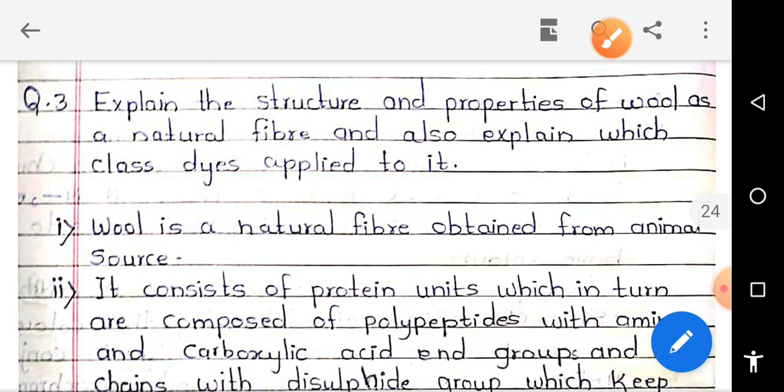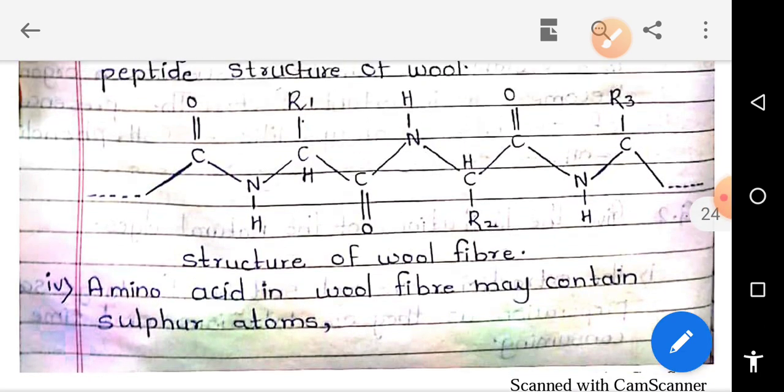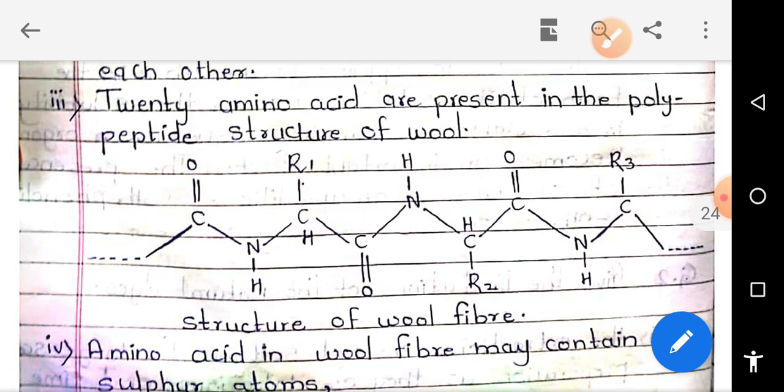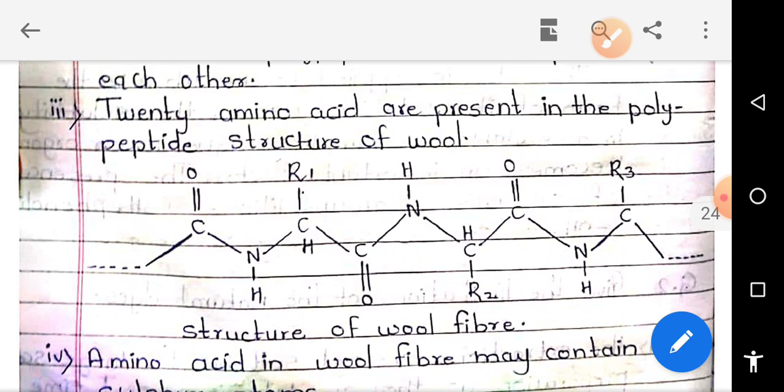So friends, this is the most important part of wool fibers, which is helpful for the binding and the proteinous development of the wool fibers. In the wool fibers, there are sulfur linkages also. Here is the structure of wool fibers, and the wool fibers may contain sulfur also. These are amino acid groups attached.